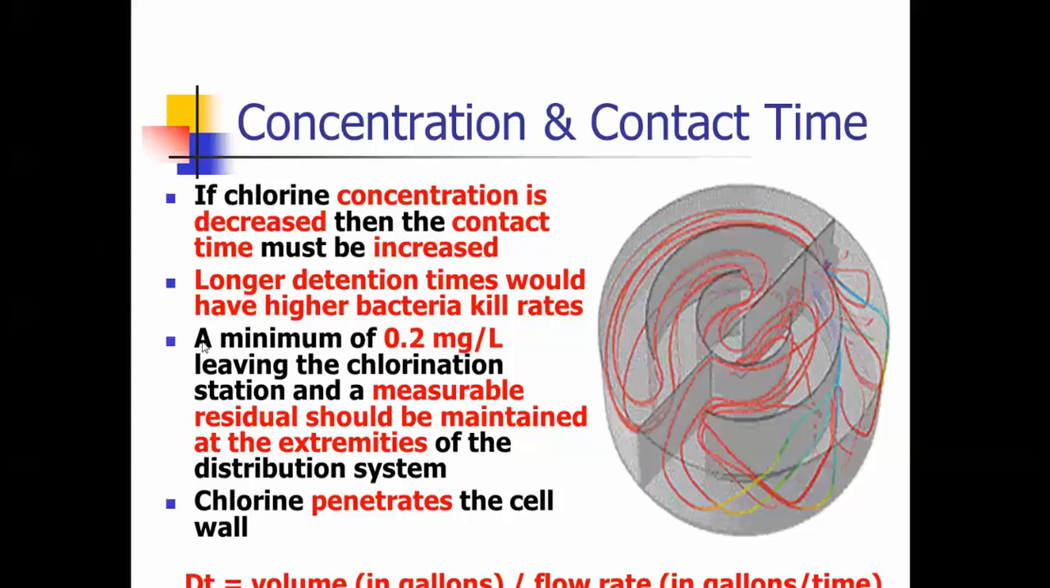When chlorine leaves the facility, it's got to have a minimum of 0.2 parts per million by rule, and then you have to have a measurable residual throughout the system. So what that's telling you is that if you have a 0.2 and you can maintain a residual, that's fine. But if you can't maintain a residual throughout the system, then this 0.2 needs to be raised. What chlorine does is penetrate the cell wall. And detention time, there's a formula on your conversion sheet, is equal to the volume divided by the flow rate.